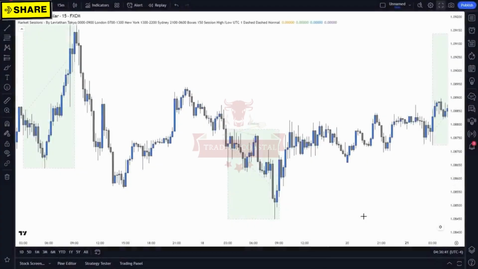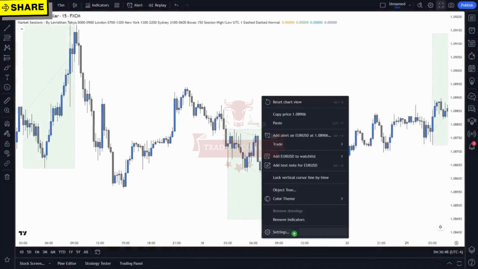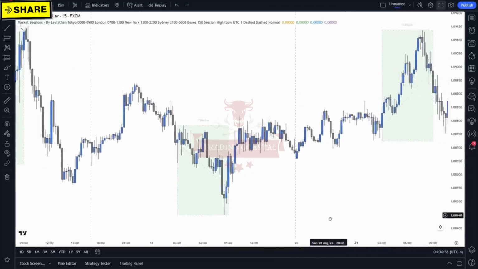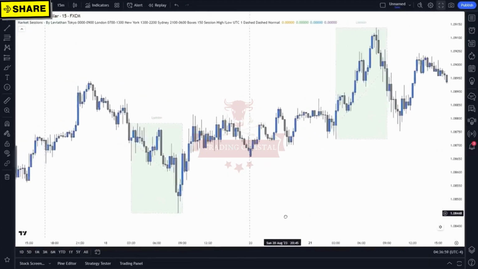We also need to enable our period separator on the TradingView platform, so right-click on the chart and click on the Settings. From the Events tab, select the Session Breaks. Then the vertical lines dividing each day will appear on the chart.